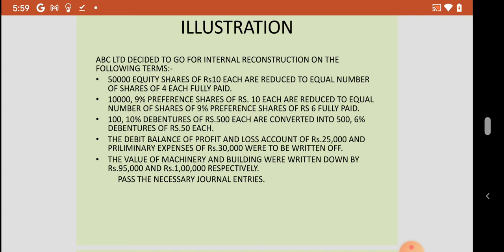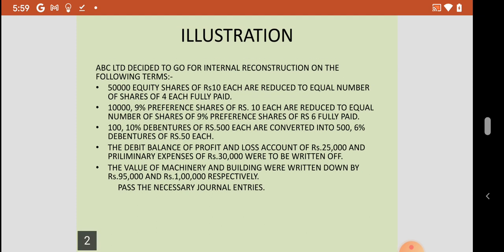Using these reduction amounts, we are going to write off firstly the debit balance of the profit and loss account of rupees 25,000. Preliminary expenses of rupees 30,000 were to be written off, and also the value of machinery and building were to be written down by rupees 95,000 and rupees 1 lakh respectively. So they have asked us to pass the necessary journal entries.